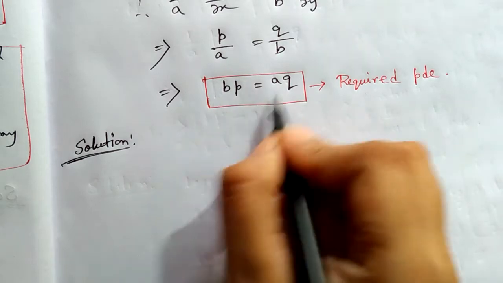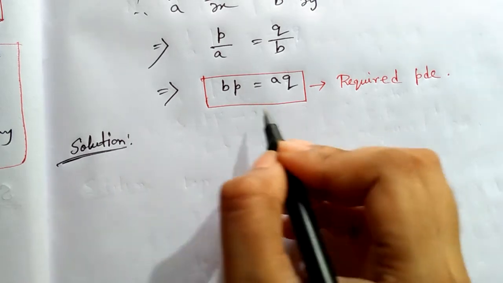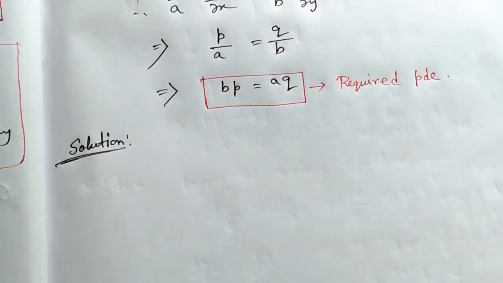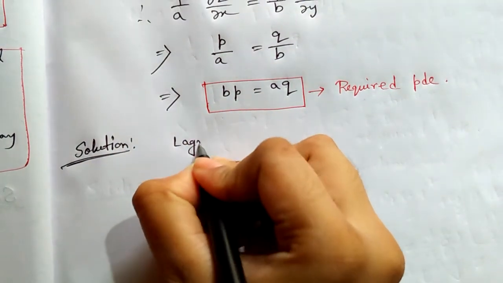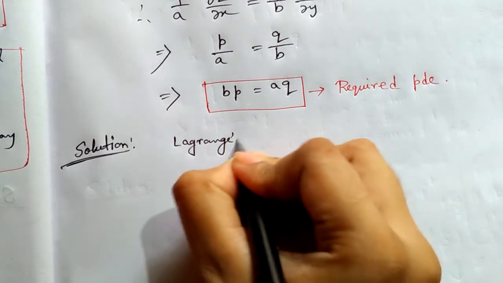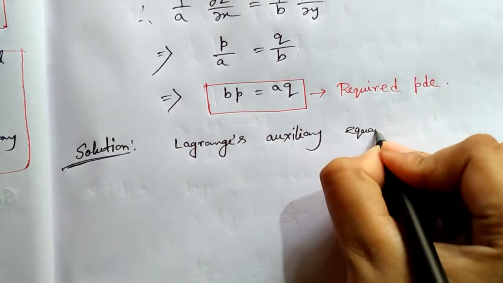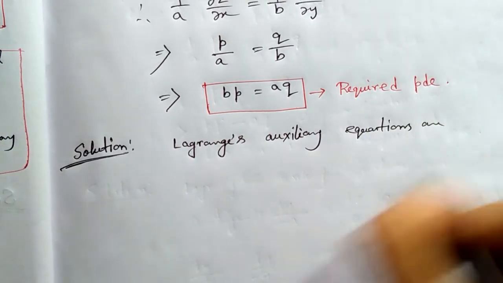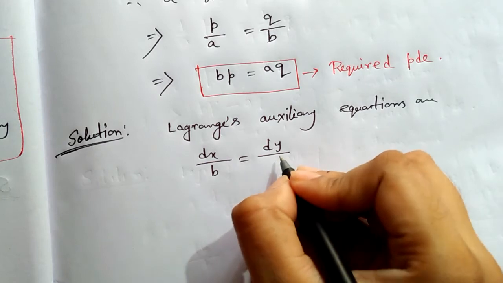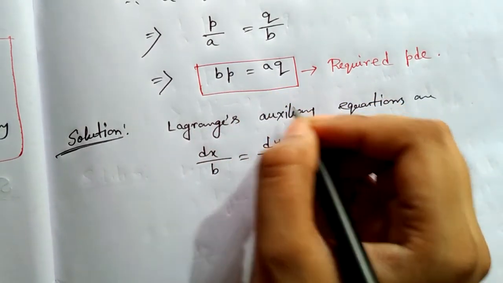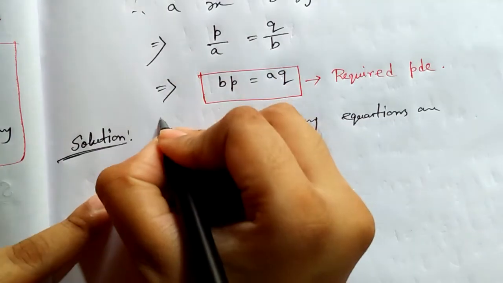See, as this PD is of first order and first degree, that is, a first order linear PD, for this we should use Lagrange's method. So Lagrange's auxiliary equations are dx by b equal to dy by, okay, we should write this equation in this form. At first we have to write it. Okay, I am writing it.